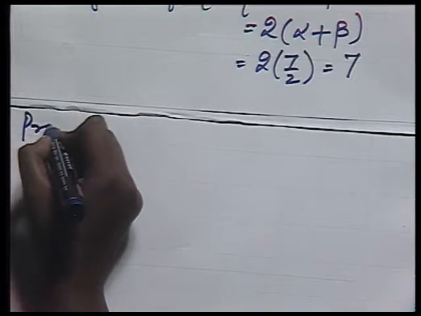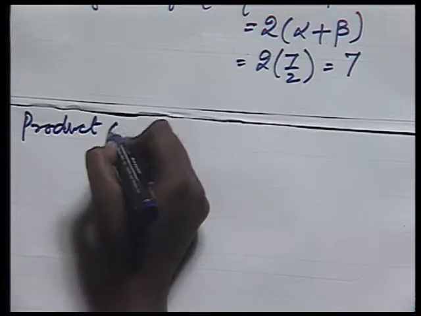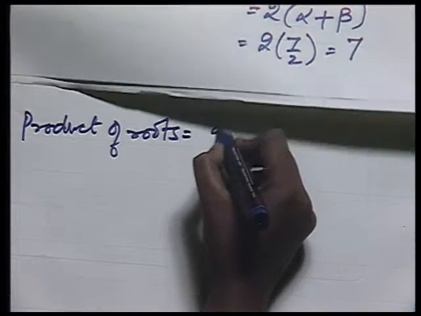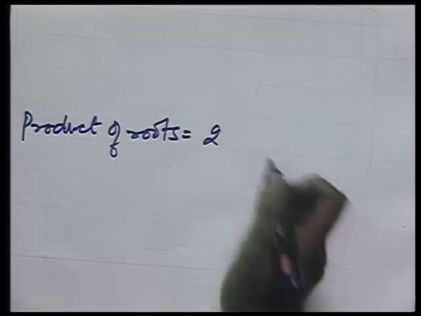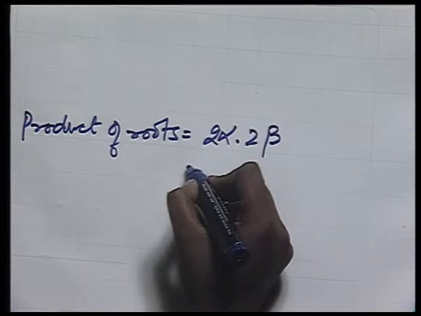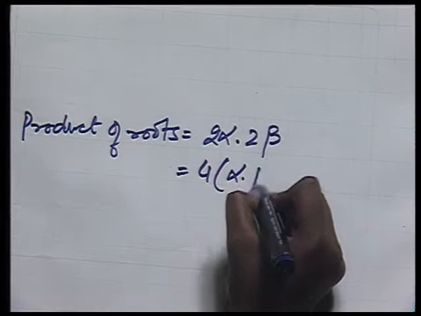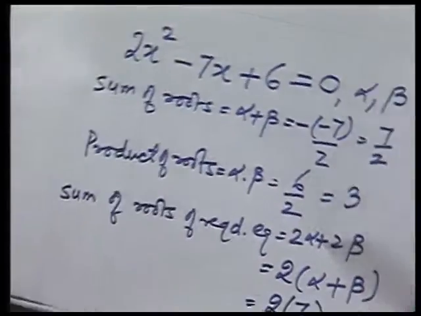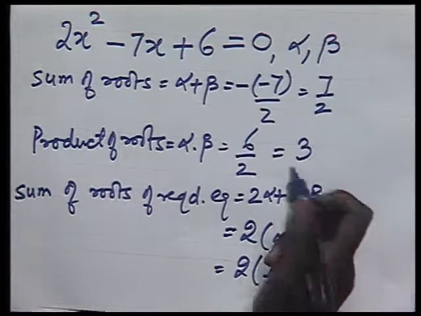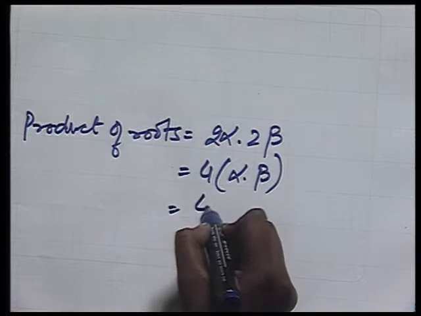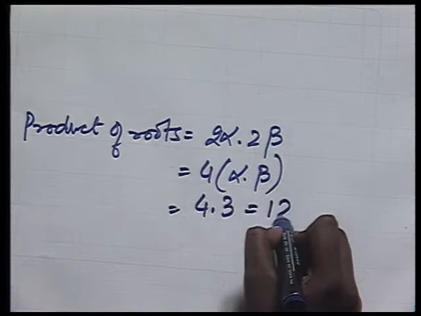Also, the product of the roots of the required equation will be equal to 2 times alpha into 2 times beta, that is equal to 4 times alpha into beta, but we know that alpha into beta is 3. So, replacing alpha into beta by this 3 here, we get 4 multiplied by 3, which is equal to 12.